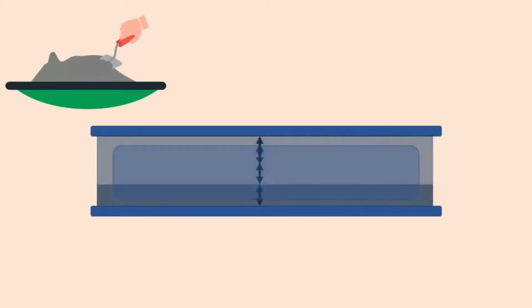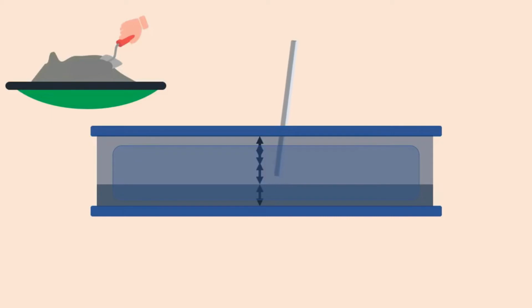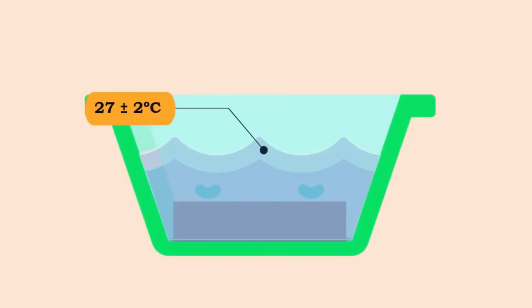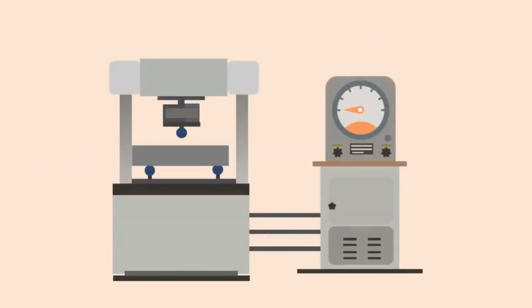center to center. The concrete is prepared as per the required grade of concrete and placed in the mold in layers and tamped 25 blows for each layer. After 1 day, the mold is removed and the specimen is placed in the curing tank at a temperature of 27 plus or minus 2 degrees Celsius, depending upon the requirements. The test specimen is removed from the tank and dried at 14 days and 28 days for testing.